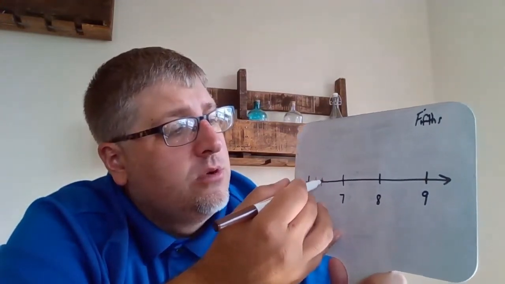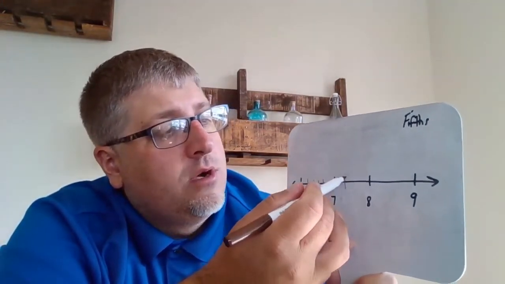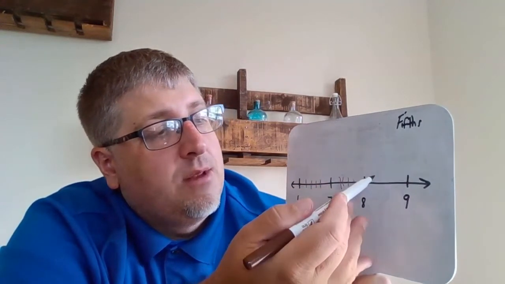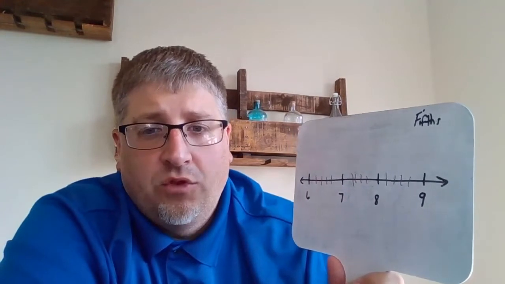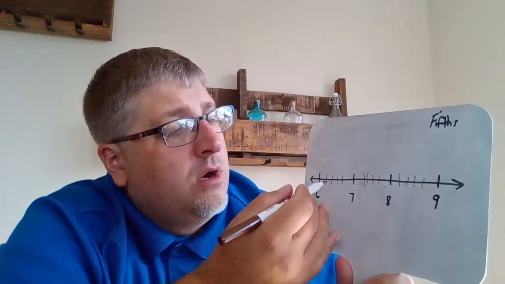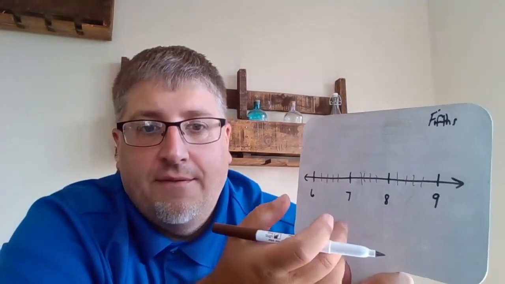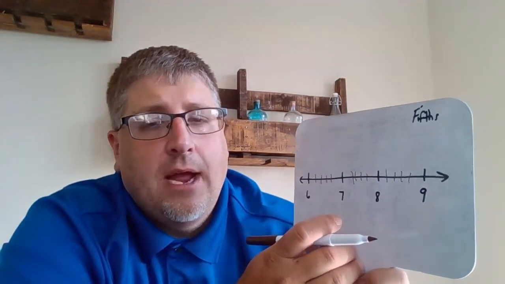So 1, 2, 3, 4. 1, 2, 3, 4. That's a really bad cut. 1, 2, 3, 4. Okay. So now I have fifths in there. 1, 2, 3, 4, 5. See, I have pieces in there, fifths, okay?